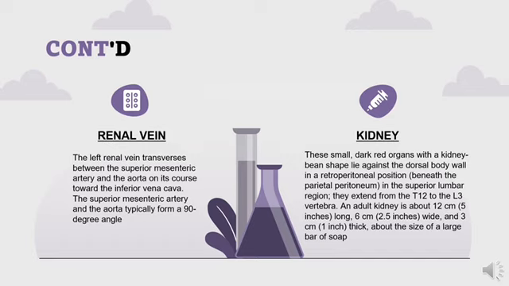Kidney. This small, dark red organ is shaped against the dorsal body wall in a retroperitoneal position beneath the parietal peritoneum. In the supralumbar region, they extend from the T12 to the L3 vertebra. An adult kidney is about 12 cm (5 inches) long, 6 cm (2.5 inches) wide, and 3 cm (1 inch) deep, about the size of a large bar of soap.